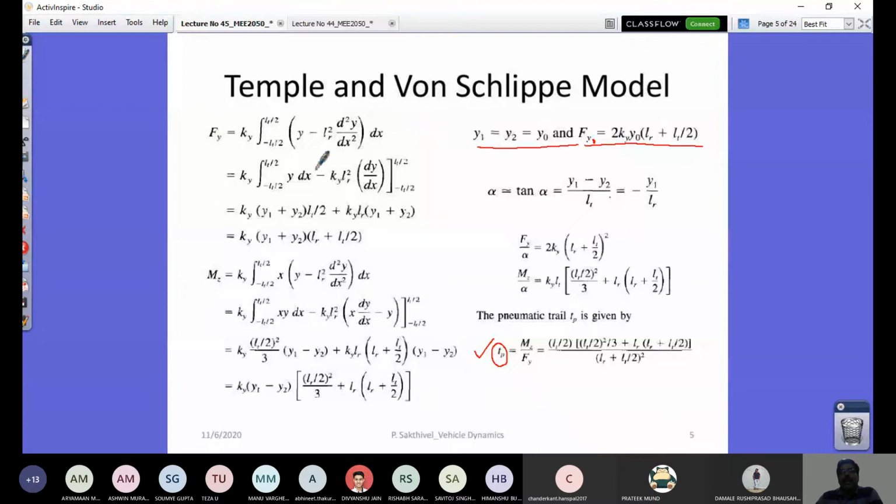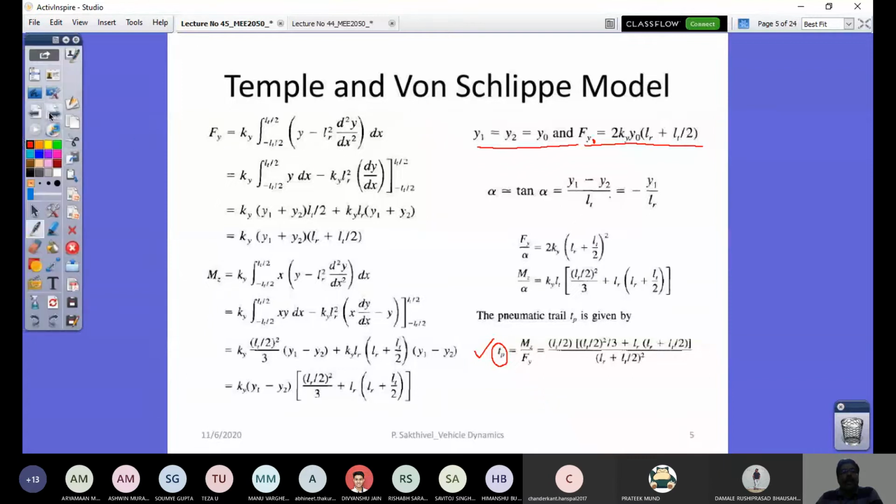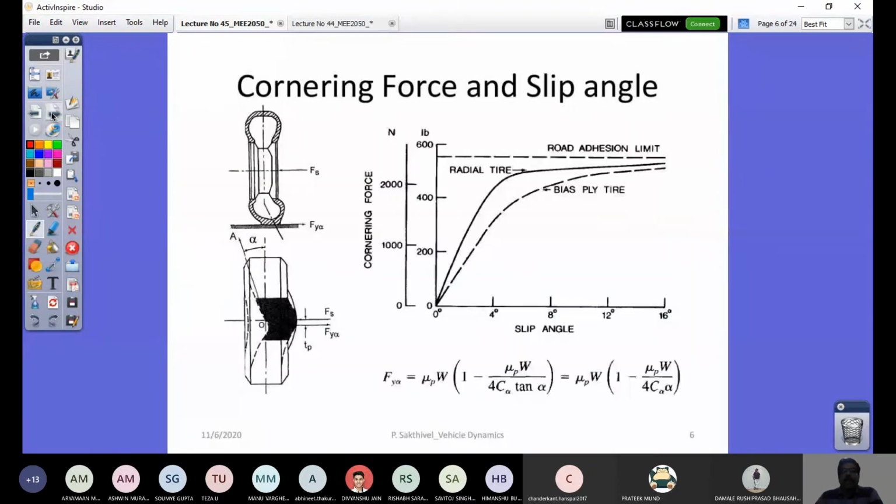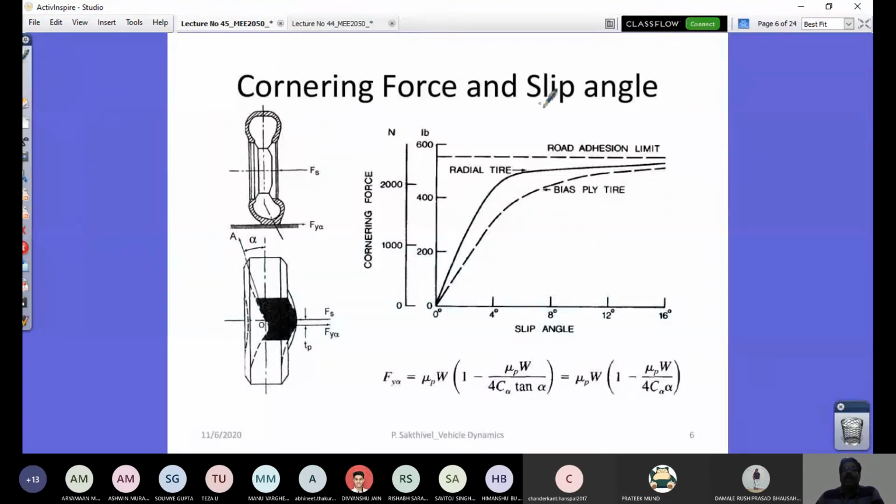We will just see that in a while. I'm not going to derive it, but I'm going to give you the formula and then explain how that accounts for both. So for that reason, we can now look at the cornering force and slip angle.